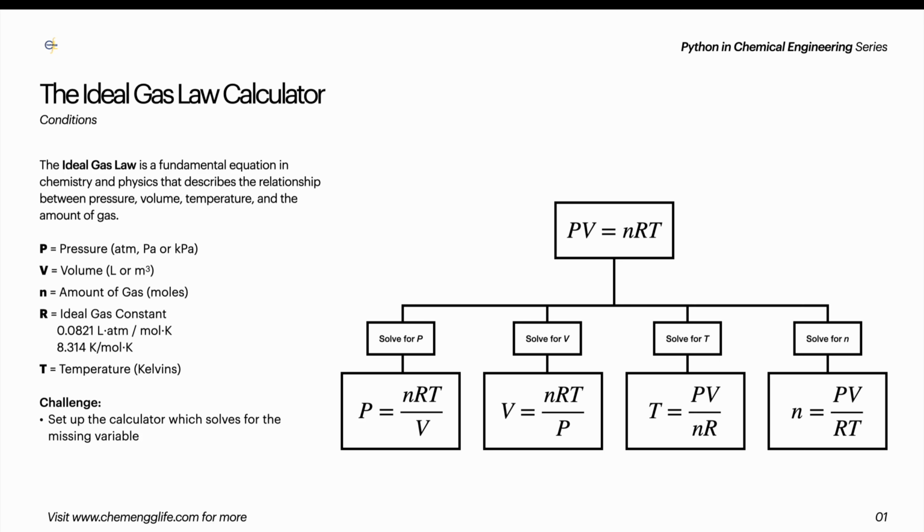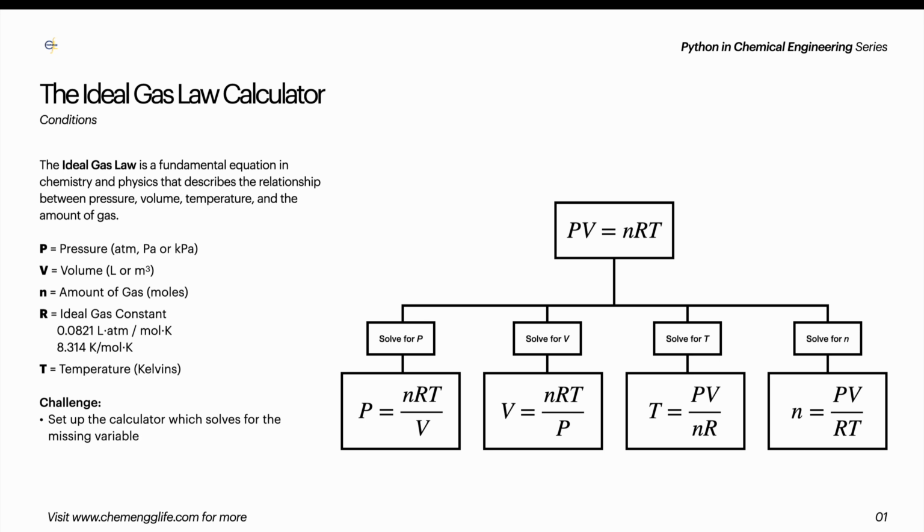In many engineering problems, you will have most of the information in the equation, and you will be required to calculate one of the unknown variables. So there are 4 possible scenarios: you either have to search for pressure, volume, temperature, or the moles. On the screen you see the ideal gas law equation, PV = nRT. If you have to solve for pressure, then the equation changes to P = nRT divided by V.